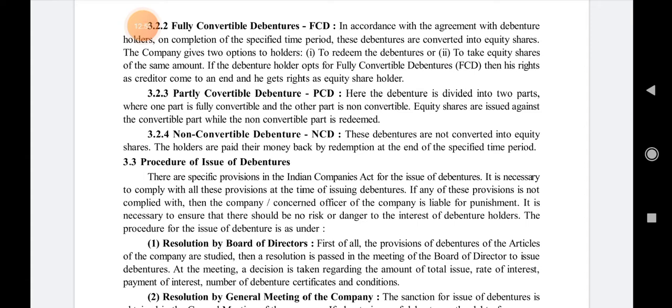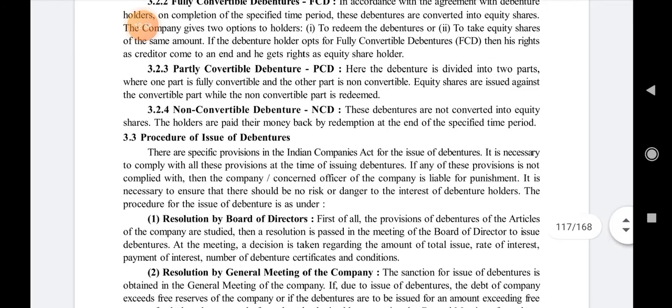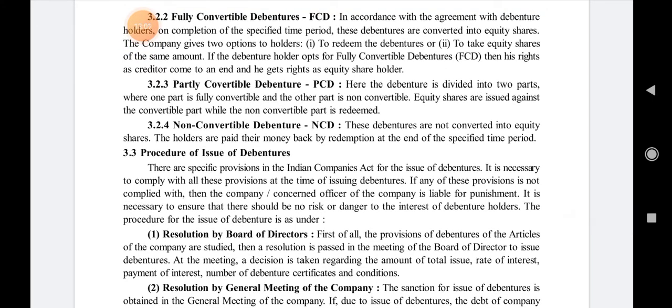The company gives two options to holders. See, the company gives two options to debenture holders. First one is to redeem the debenture, means to recollect the finance. Next one is to take the equity share of the same amount. Say for example, if you have taken a debenture of 10,000 rupees, at that time the first option is you will get 10,000 rupees, and the second option is that you get an equity share of the amount of 10,000.